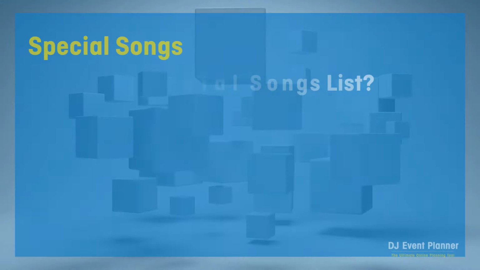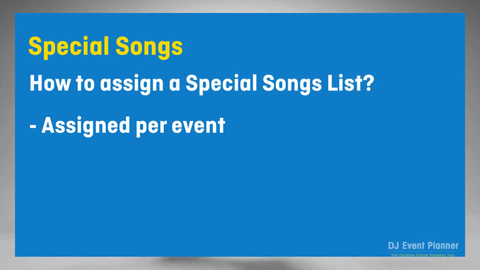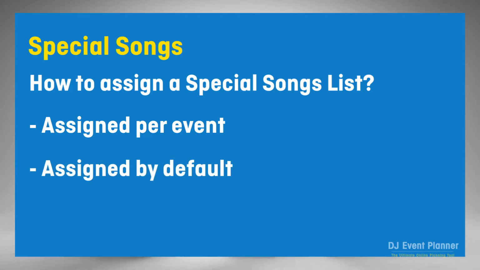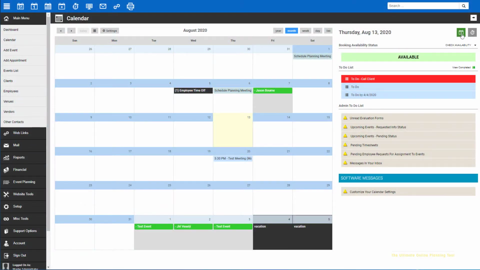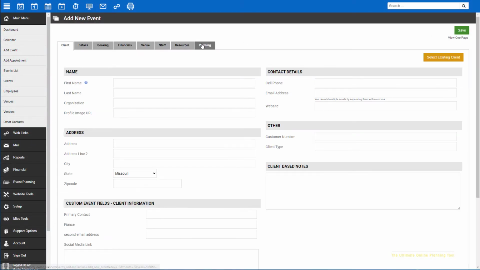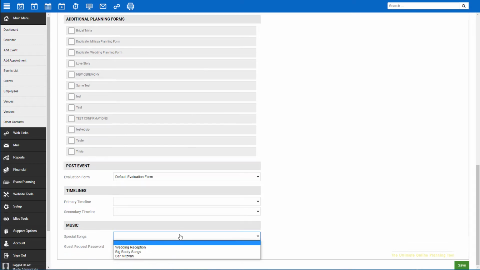Now, how do we assign a special songs list? Special songs can be assigned per event, by default, or with the use of a booking helper. To assign a special song list to a specific event while creating or editing, click the Planning tab, then under Special Songs, select the list that you want to assign in the drop-down, then click Save.